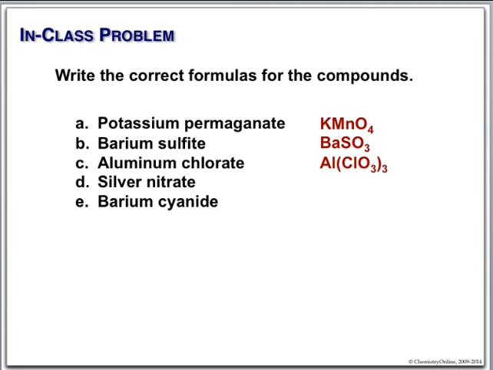Silver nitrate. Oh, I threw a ringer in here because silver is a transition metal down here, isn't it? How in the world do we know what charge it is? Simple. It's always +1. Always +1. Just don't worry about it. Whenever you see a silver, it's going to be +1.